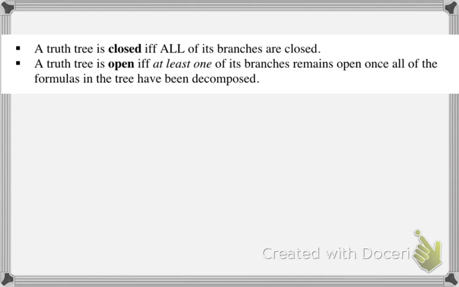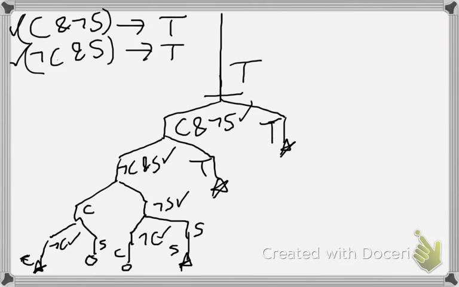A truth tree is closed if all of its branches are closed. A truth tree is open if at least one of its branches remains open once all of the formulas in the tree have been decomposed. So if we go back and look at the truth tree we just finished, we see that this truth tree is open because we have two open branches.